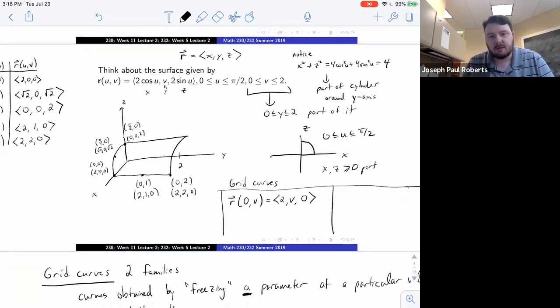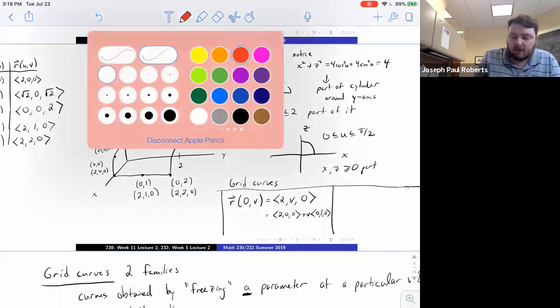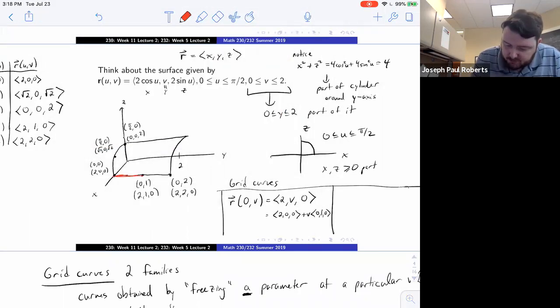It's 2, comma, v, comma, 0, which, if you want to, you could write as 2, 0, 0 plus v times 0, 1, 0. You could recognize that as the line equation through the point 2, 0, 0, with direction vector parallel to the y-axis. So this red curve here that I just drew, that's the curve that has equation r of 0, v.